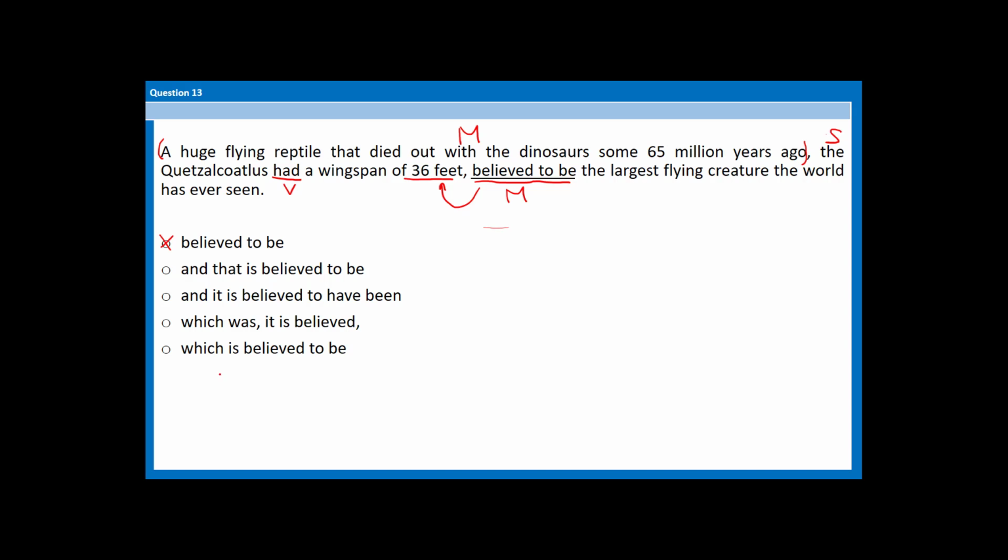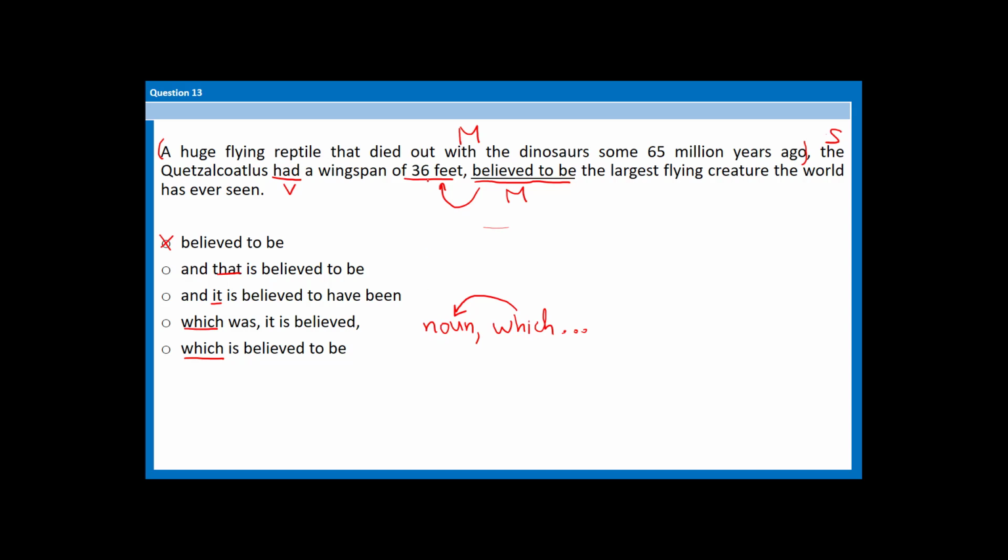I need to refer back to the subject, to the Quetzalcoatlus. You have some options here: that, and it, which. As we will learn in modifiers, which describes the noun before the comma. A noun or a noun phrase before the comma. So you have a noun, comma, which structure, and this modifier will describe the noun before the comma.